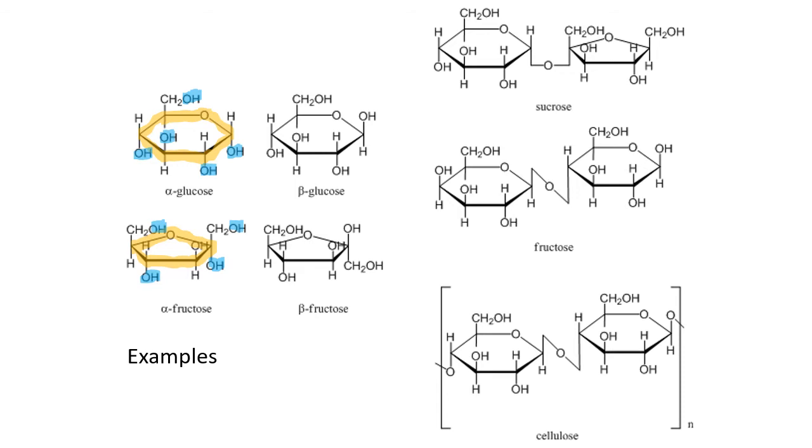If we start combining these ring structures together, we can make some new molecules. So here we have a glucose attached to a fructose. And we make a new molecule that we refer to as sucrose. So it's a glucose and a fructose attached.